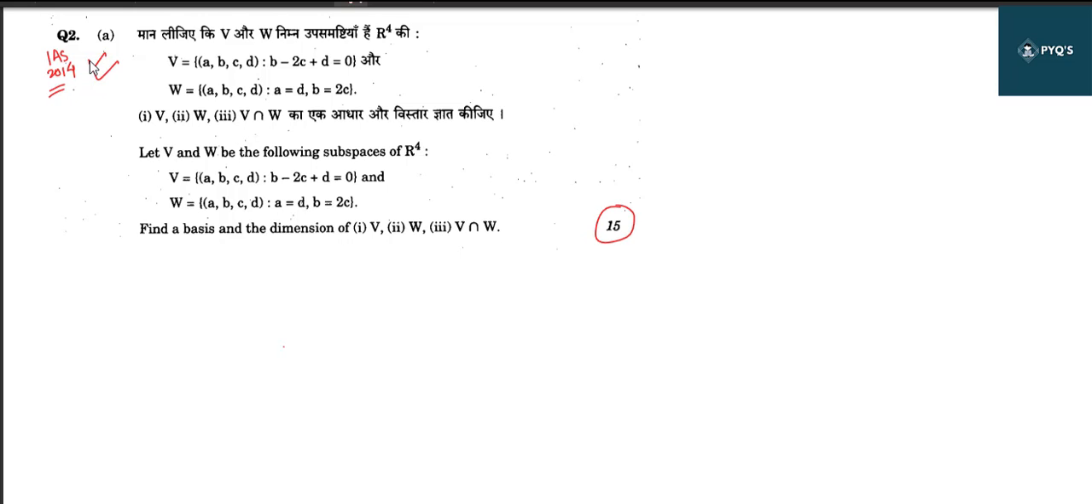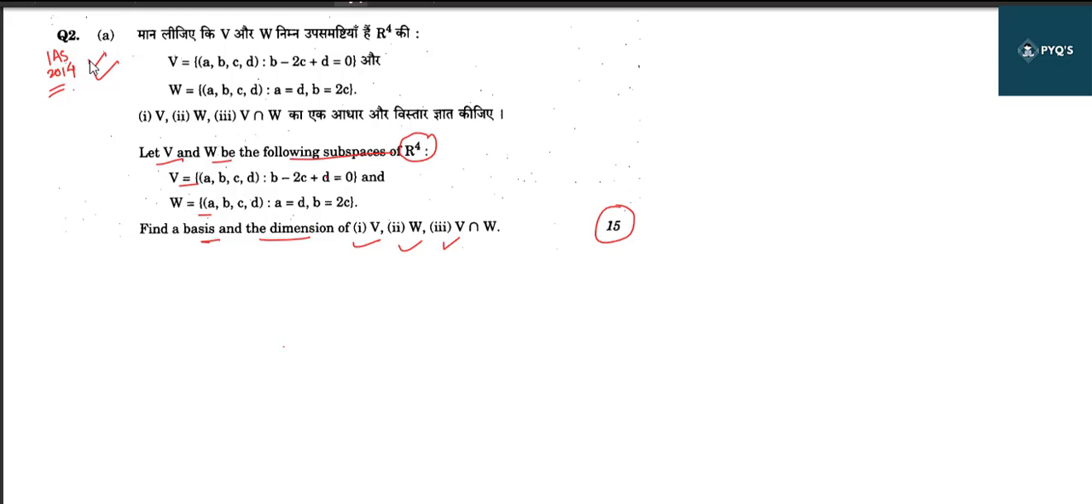So let's solve it. Let V and W be the following subspaces of R to the power 4. Then V is given as this and W is given as this. We have to find the basis and dimension of V, W and V intersection W.